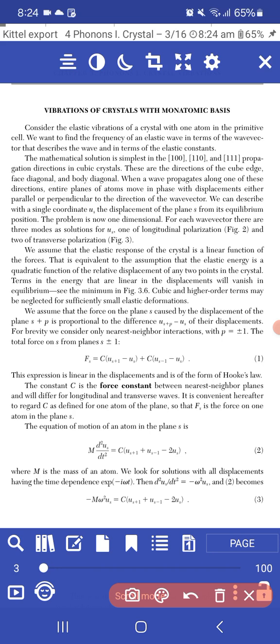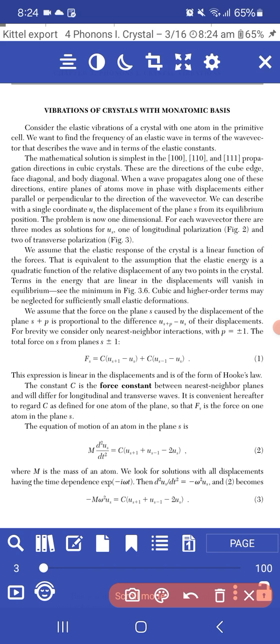So when the wave propagates, planes move together, and the displacement is like this or like this, perpendicular to the direction. We can describe with a single coordinate u_s the displacement of plane s from its equilibrium position. The problem is now one dimensional.